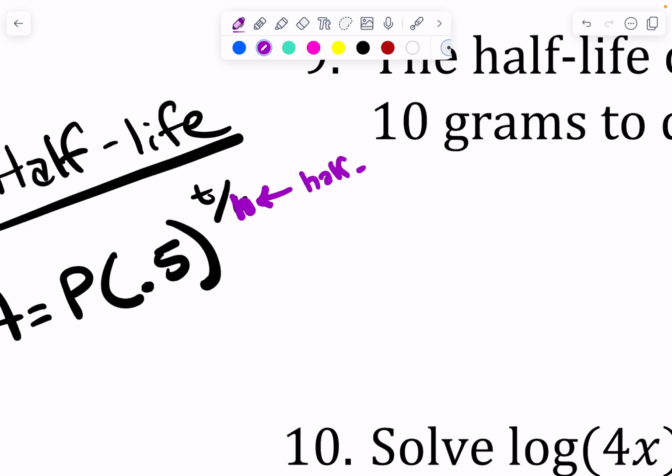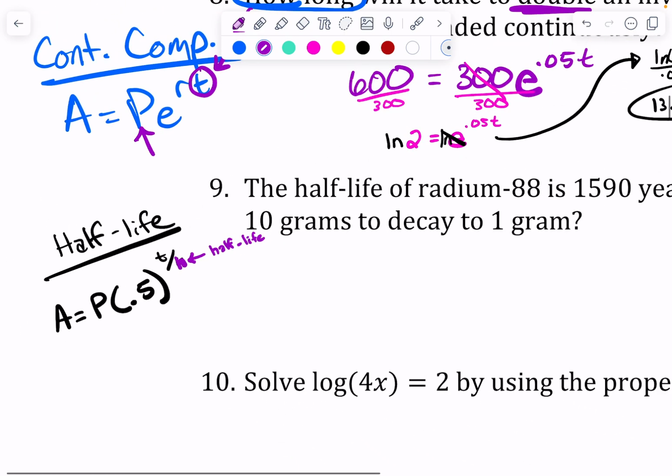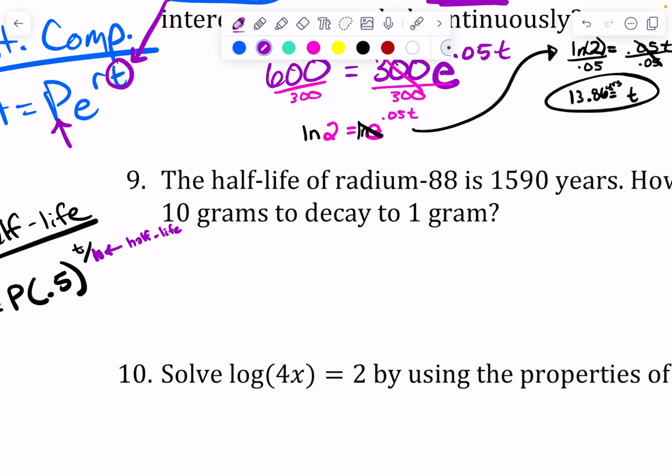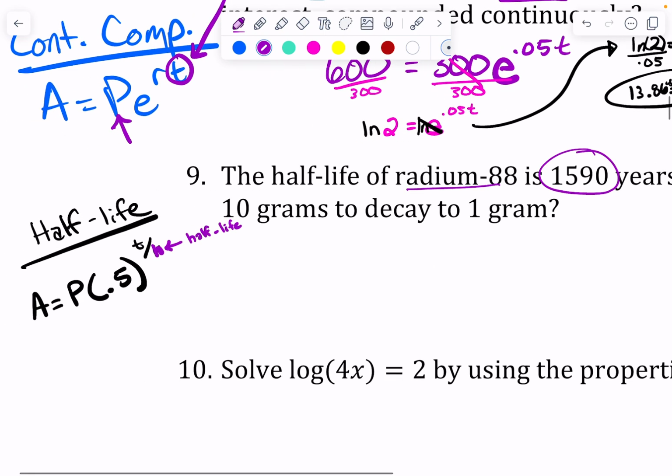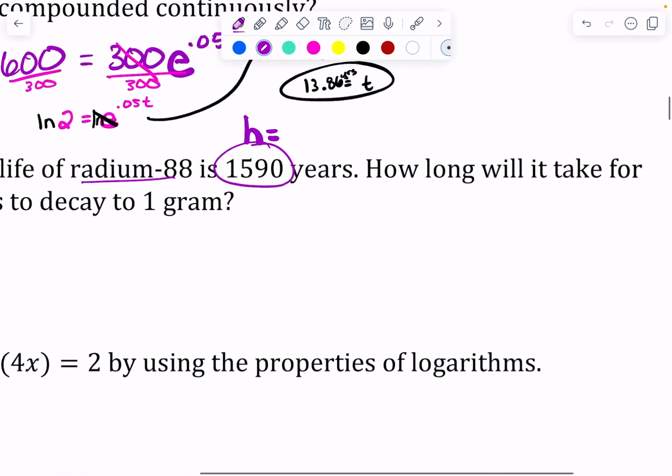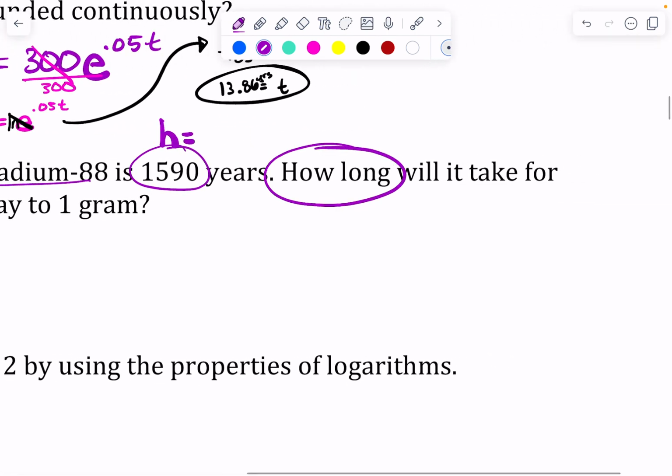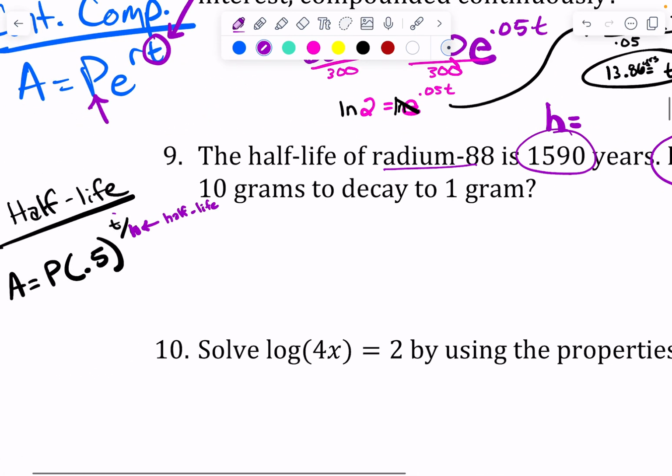Okay, and the half-life will be determined by whatever the half-life of that element is. Like they will tell you the half-life of radium. Half-life of radium 88 is this many years. That means it takes that many years for that element to split in half. Every element has a different half-life, whatever, okay? So that's going to go in for my H. I'm going to label that as H, okay? How long? Again, we're doing the how long thing, so that means we're solving for T.